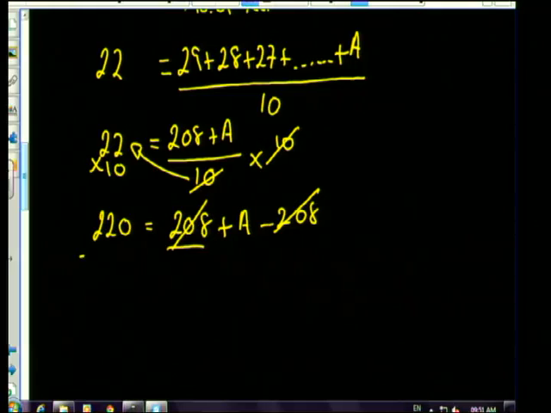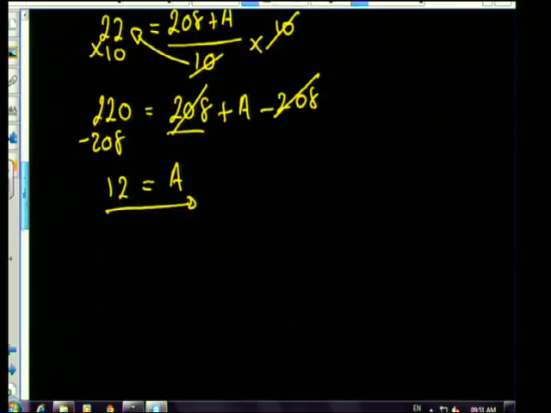So I'm going to subtract 208. And what do I land up with? I land up that A is 12. A is 12 what? A is 12 out of 30. So if we write that up, we get 12 out of 30.